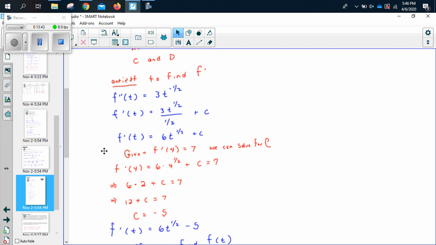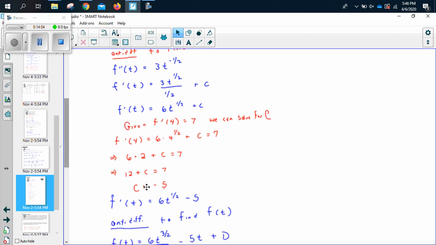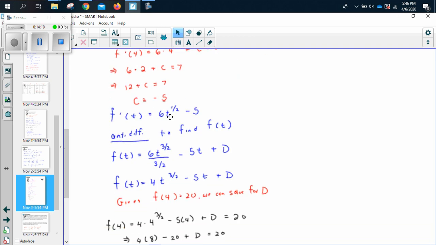Now I can solve for c here because I was given that f prime at 4 equals 7. So I evaluate f prime at 4, so I substitute in a 4 for t, and that should give me 7. So 4 to the 1/2 is just 2. So I've got 12 plus c equals 7. So then c is going to be equal to negative 5. And this is the first derivative.